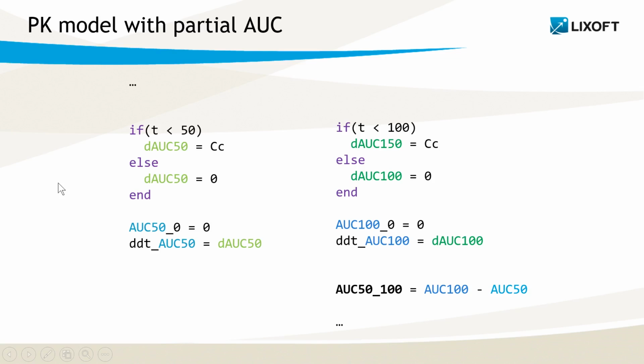The formula is a bit more complex than before. We define the intermediate variable AUC50 that contains the AUC value until the time 50. With the if-else statement, AUC is computed as the integration of CC before time 50 and as a constant variable after the time 50. Similarly, AUC100 is computed as the AUC value until the time 100. At the end of the simulation, the variable AUC50-100, defined as the difference between AUC100 and AUC50, will contain the partial AUC.